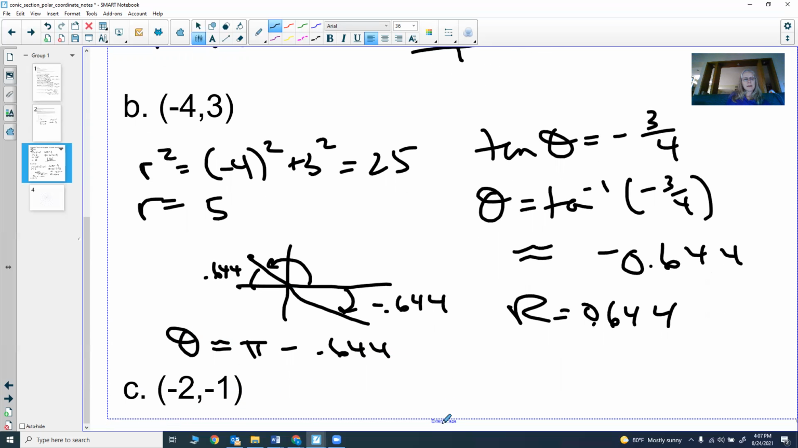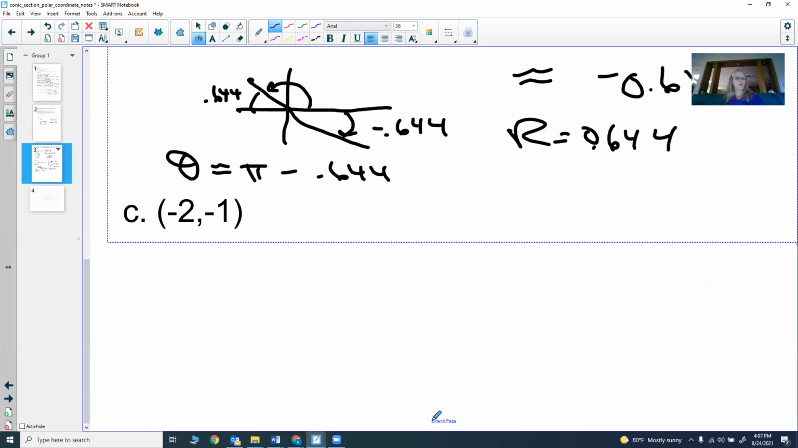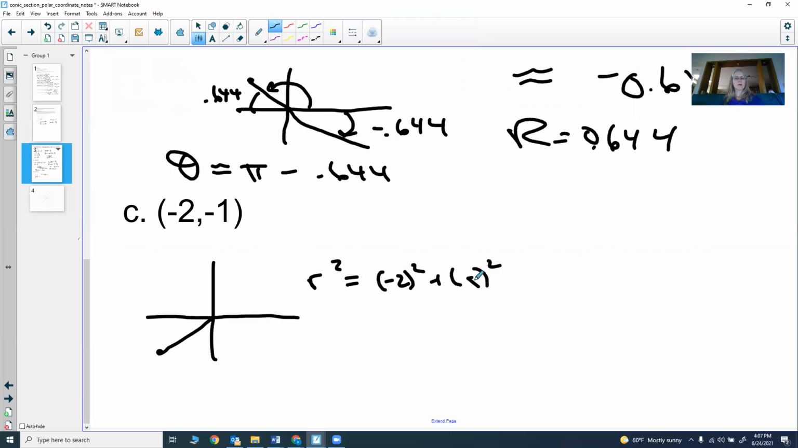Let's do one more. Let's do -2, -1. So again, what I really should think about first is where is -2, -1? Well, that happens to be in the third quadrant. So when I go to do this, I need to remind myself that's where I am. My r squared is going to equal -2 squared plus -1 squared. So that is 4 plus 1, 5. So r is equal to the square root of 5.